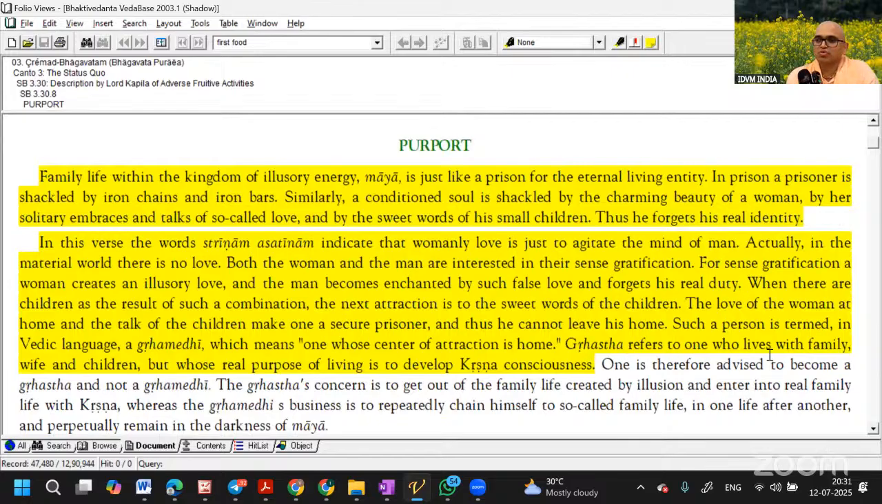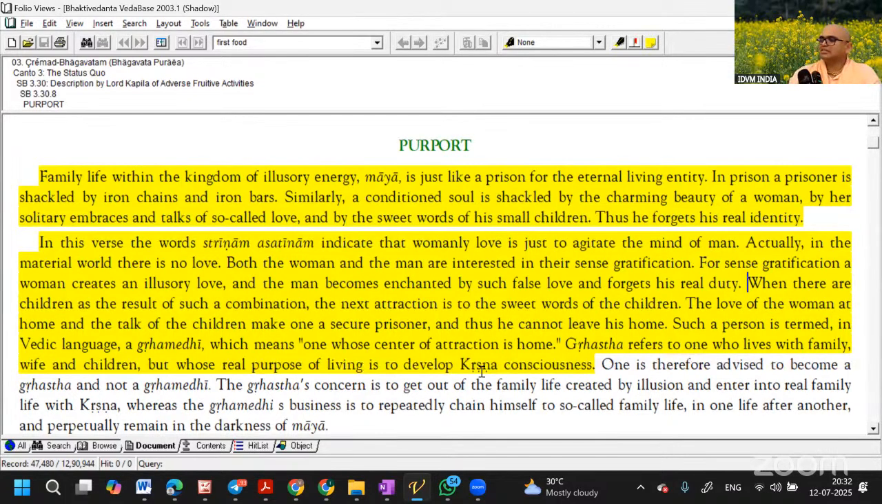Grahastha refers to one who lives with family, wife, and children, but whose real purpose of living is to develop Krishna consciousness. That's why whoever is having a family should use every endeavor to develop more and more sraddha and enter into pure devotion. Wife is there, good, no problem. Keep her. But what is the purpose? To become more and more Krishna conscious. In that way, one should organize his grahastha life.